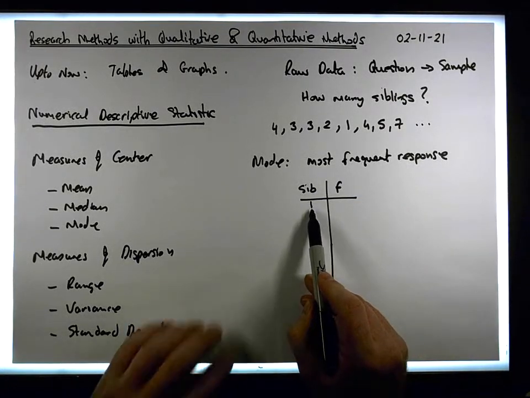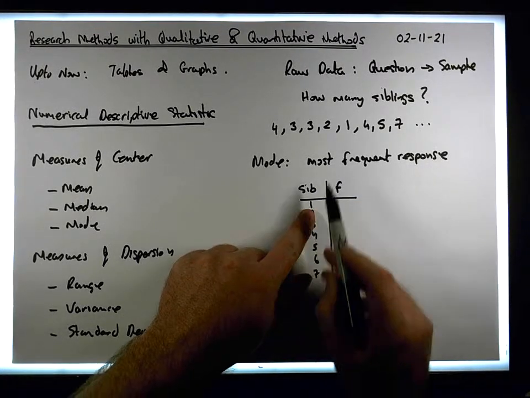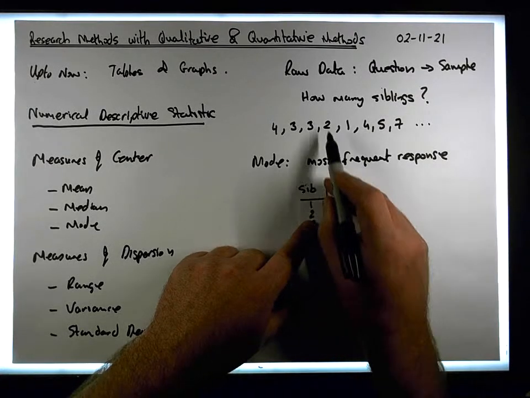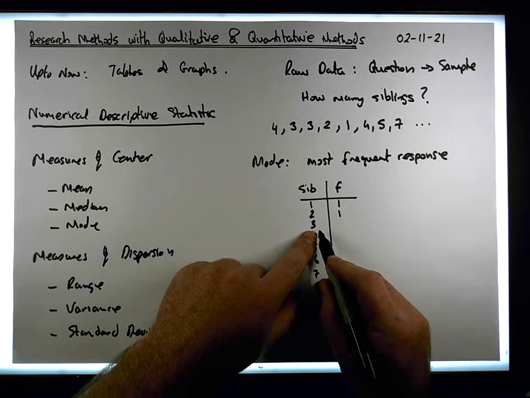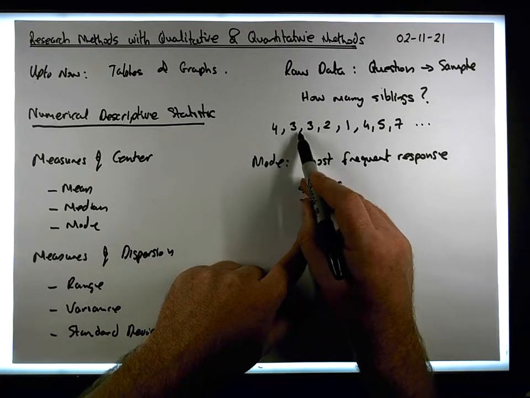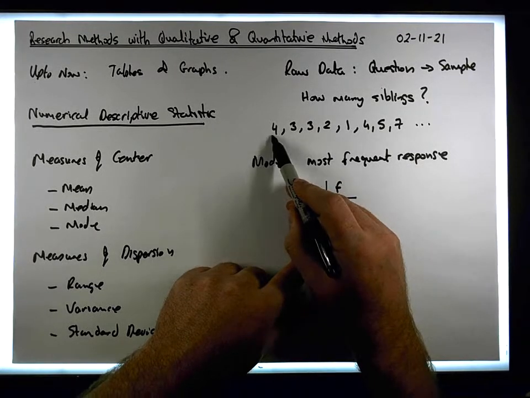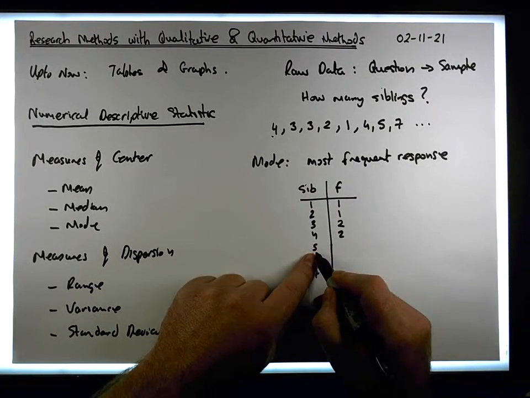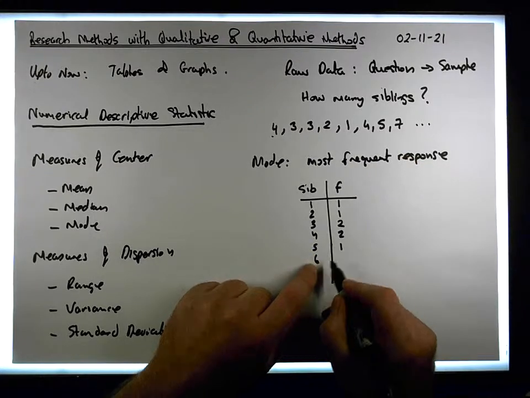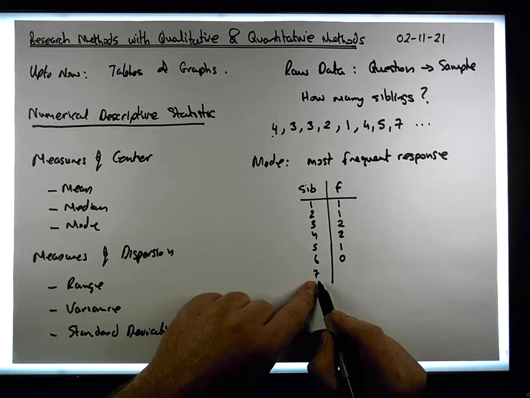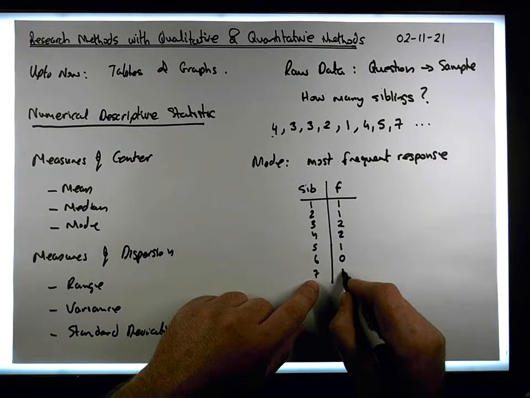How many times did someone respond with one sibling? It was only one person, so we have a 1 here. How many people responded with 2? There was only 1. There it is. How many with a 3? There were 2 people that responded with 3, so we have 2 here. How many with a 4? There were 2 people with a 4. How many with a 5? There was 1 person with a 5. How many with a 6? There were 0 people who responded with a 6. How many with a 7? You can see there was 1 response with a 7.